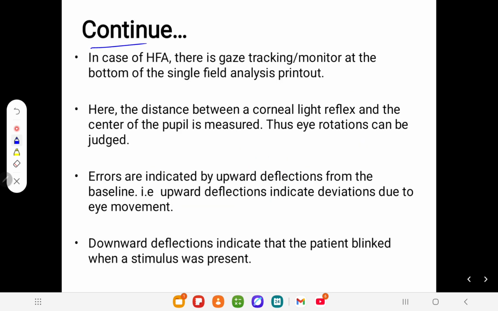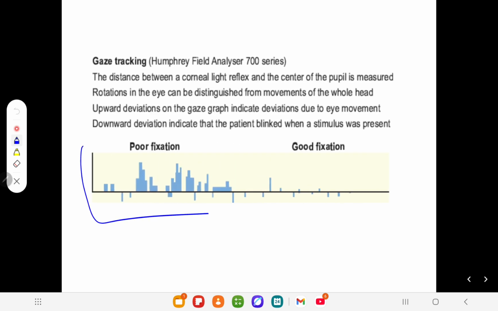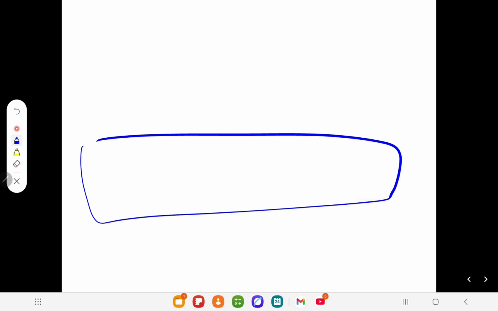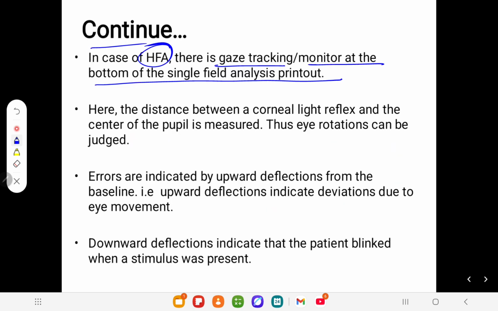Continuing, in the case of the Humphrey visual field, there is gaze tracking and monitoring at the bottom of the single field analysis. Let me show you. It's something like that. Here, the distance between the corneal light reflex and the center of the pupil is measured. If the eye is rotating, you can see it. Thus, the eye rotation can be judged.